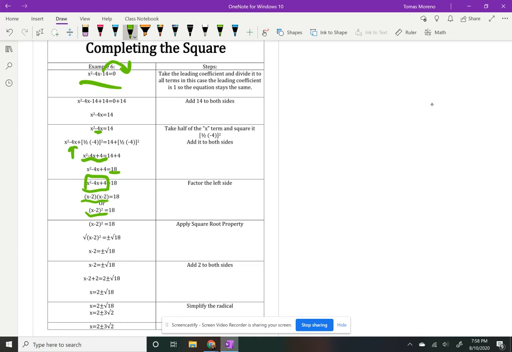We take the square root of both sides, right? Plus and minus, of course. Then we add 2 to both sides, and then we get our answer. And of course, we could always simplify our radical, right? But right here, this would be good enough for me: 2 plus or minus square root of 18. But if you want to go further and simplify the radical, that is fine as well.